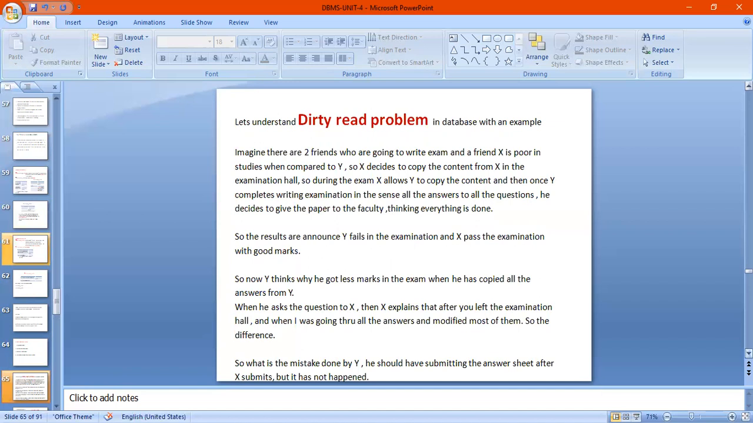Let's understand what the dirty read problem is in a database with an example. Imagine there are two friends who are going to write exams and friend X is poor in studies when compared to Y. So X decides to copy the content from Y in the examination hall. So during the exam, Y allows X to copy the content, and then once Y completes writing the examination, in the sense all the answers to all the questions, he decides to give the paper to the faculty thinking everything is done. So the results are announced. Y fails in the examination and X passes with good marks.